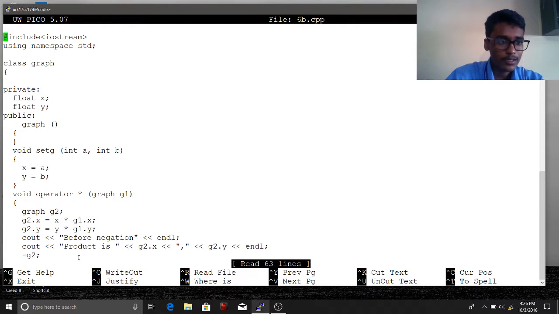So this program is a program to store graph coordinates. So I've called it class graph, and it has two attributes, float x and float y. And I have a default constructor over here, a setter method, and I have overloaded three operators.